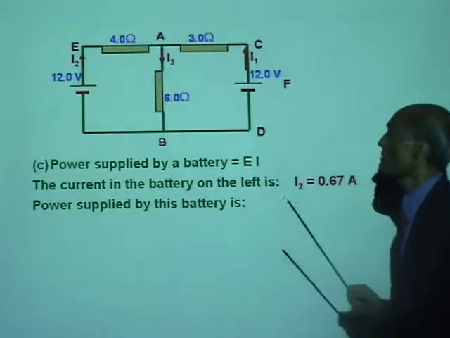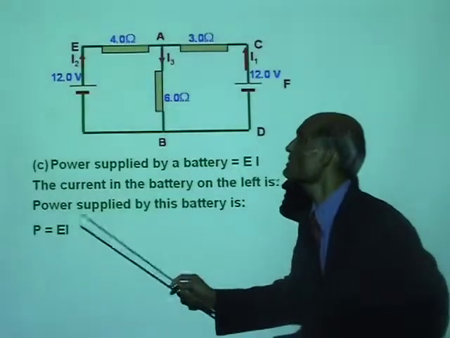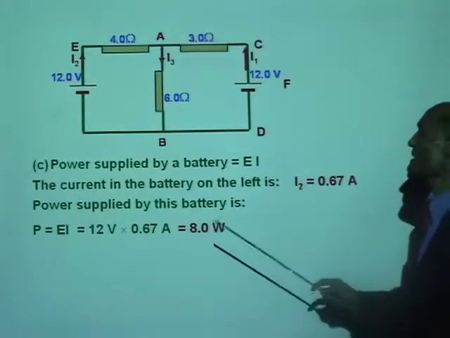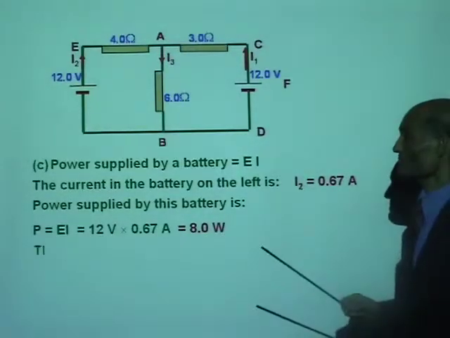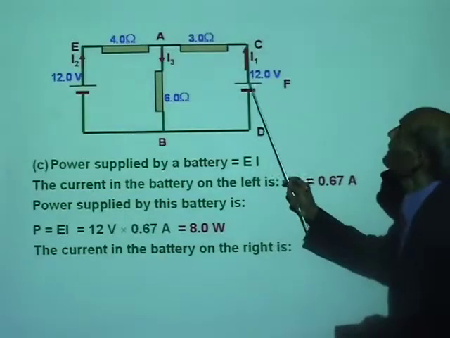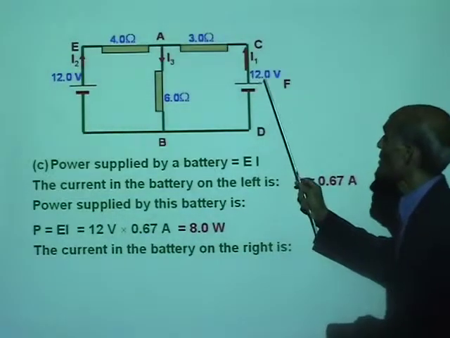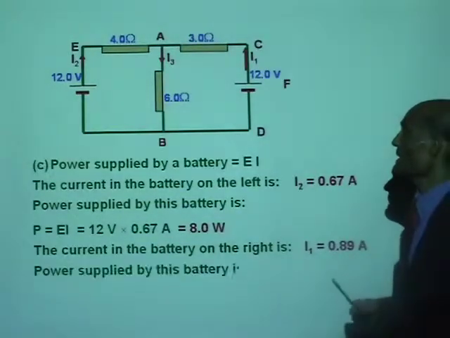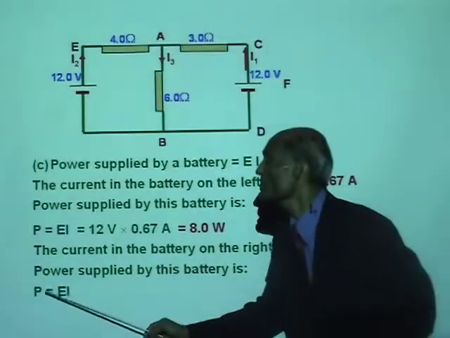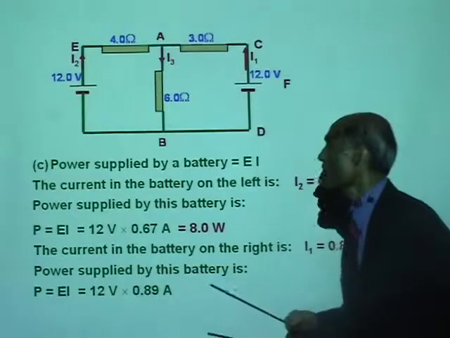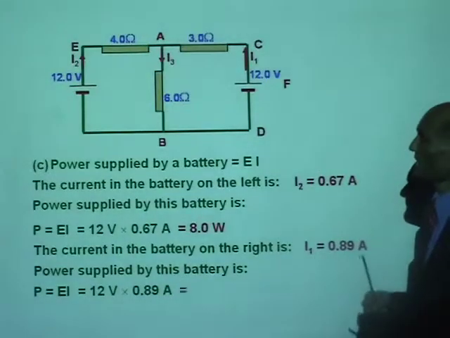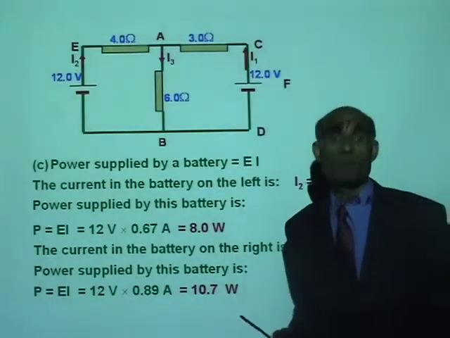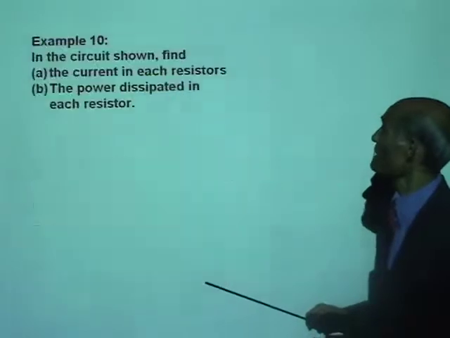Therefore, power supplied by this battery is P equal to EI. That will be 12 volts multiplied by 0.67 ampere. That is 8 watts. And the current in the battery on the right side is I1, that is I1 equal to 0.89 ampere. The power supplied by this battery is P equal to EI. That is 12 volts times 0.89. That is 10.7 watt. So we now obtained the power supplied by each of the batteries.